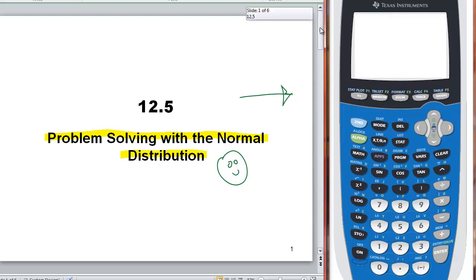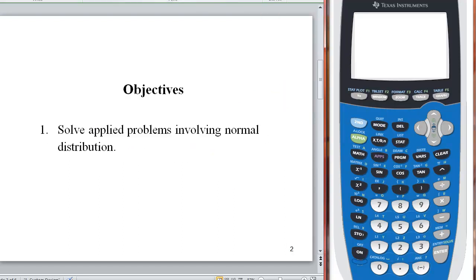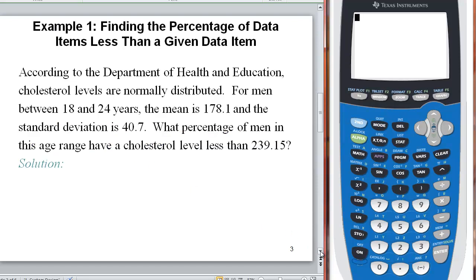We're only doing one example today because the content's pretty easy. The objective is to solve applied problems involving normal distribution. I'm going to have a particular setup. We're going to use a calculator, and we're going to do it that way.